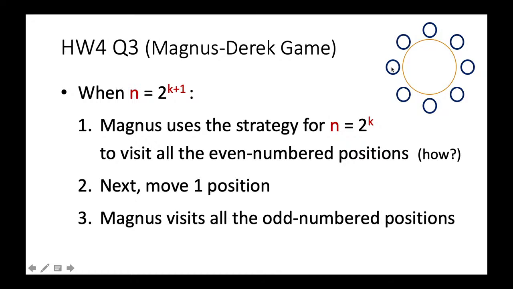1 means that we are now moving from an even-numbered position to an odd-numbered position. No matter what happens, Magnus will be in one of these locations, the odd-numbered positions. And after that, we repeat step 1, doing the same thing, so that Magnus can visit all the odd-numbered positions. And that's it. So in that case, for this Magnus and Derek game, when n is equal to a 2 power, then Magnus can always win.